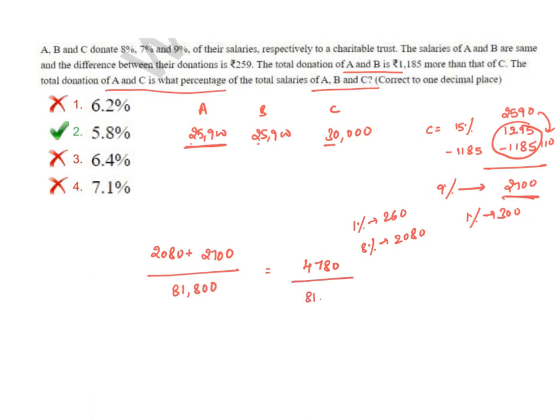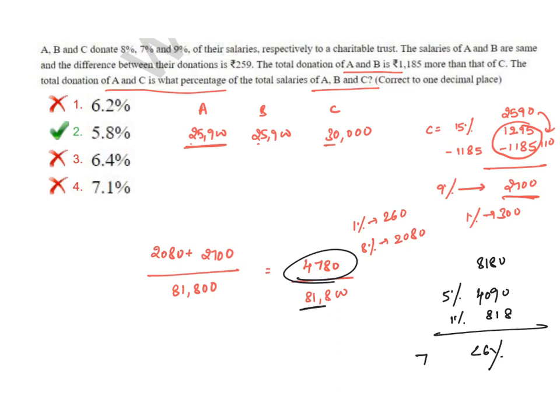So it's approximately 4780 is what percent of 81,800. If you calculate 81,800, 10% is 8180, 5% is 4090, and 1% is 818. If I add 1%, so this is 5%, this is 1%, it exceeds 4780. Therefore, it is definitely less than 6% and more than 5%. So it should be in between 5 and 6, the only option which is in between 5 and 6 and is very close to 6%, that is 5.8. Don't try to figure out the exact value because it's very tough to find it out in the exam. And this is very calculative, as you can see here.